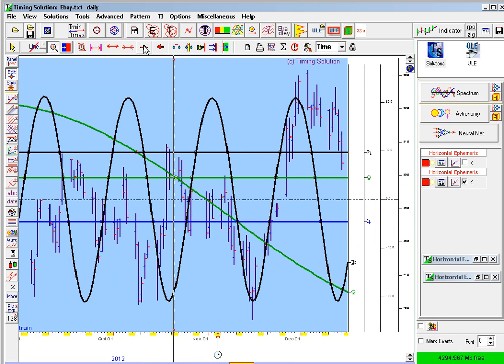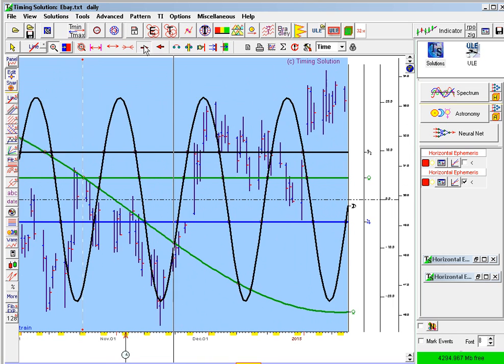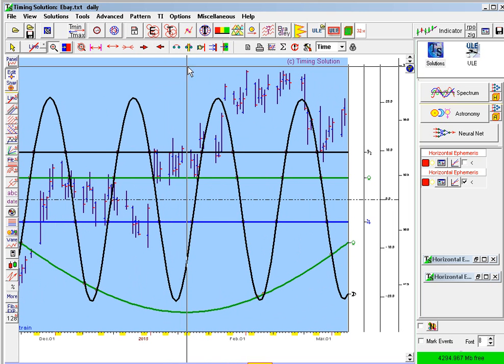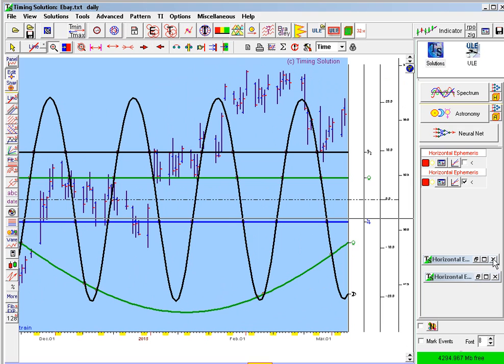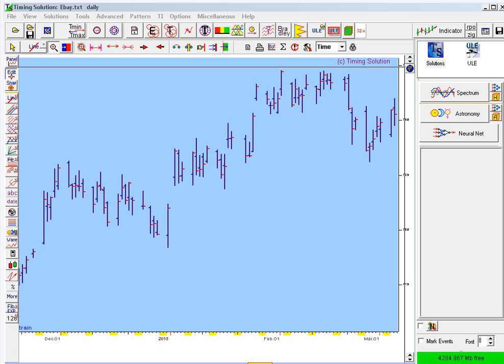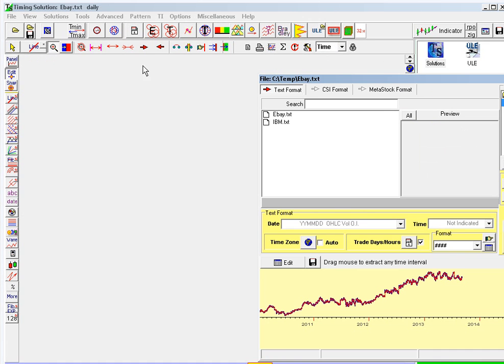I need to get into IBM, the other one, because that's going to have its own set of little peculiar circumstances. So let's do that. Let's exit these two. Let's open up a chart of IBM. Let me get the planetary geometry ready for IBM. We'll need to take a look at that. And let's open up IBM over here.